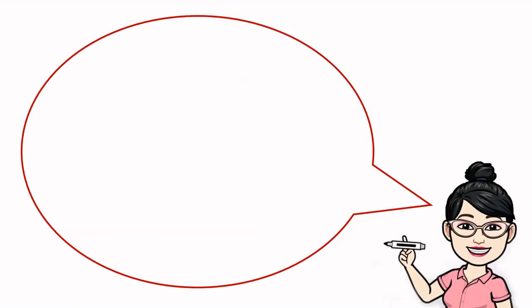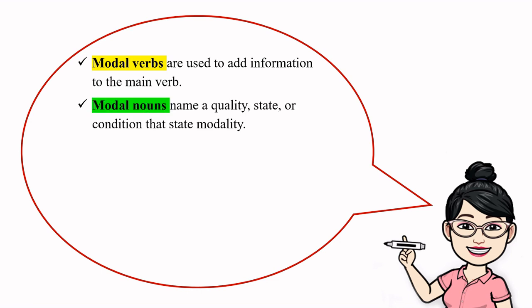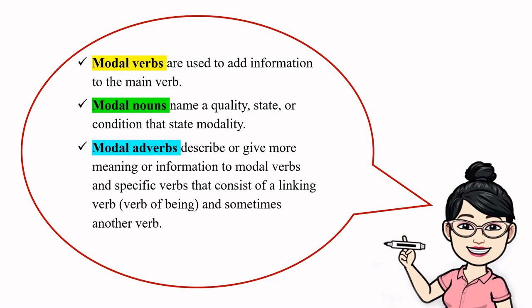So again, modal verbs are used to add information to the main verb. On the other hand, modal nouns name a quality, state, or condition that state modality, while modal adverbs describe or give more meaning or information to modal verbs and specific verbs that consist of a linking verb or verb of being and sometimes another verb.